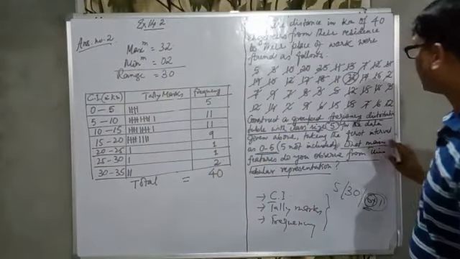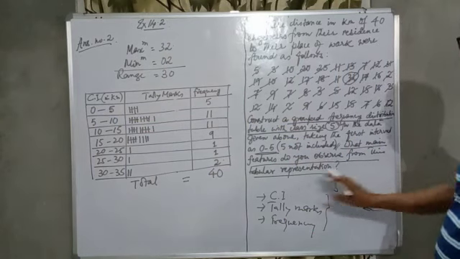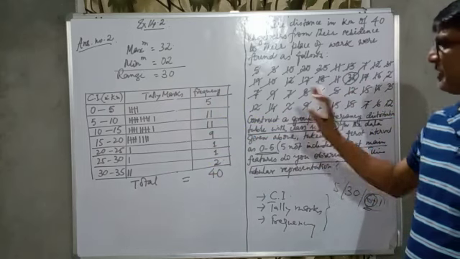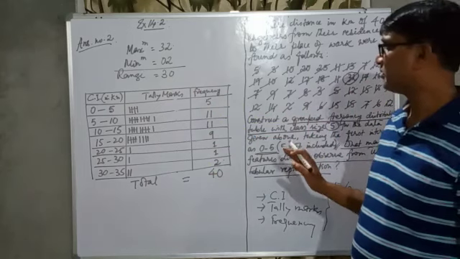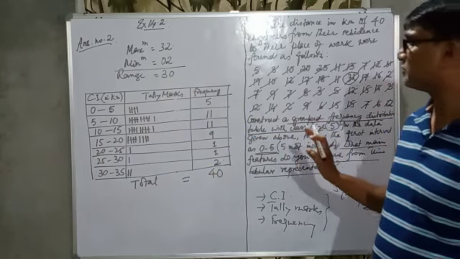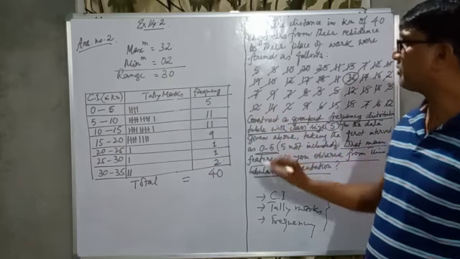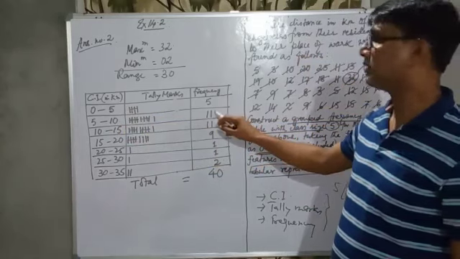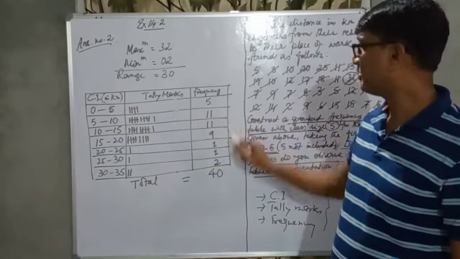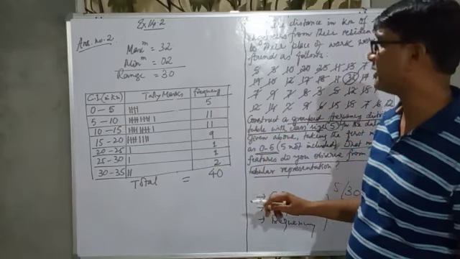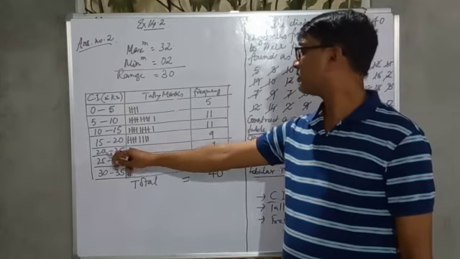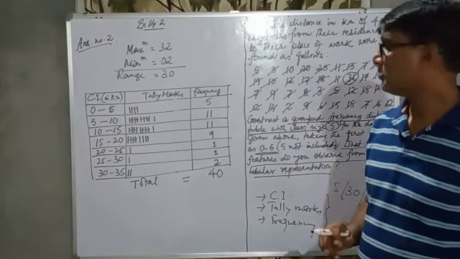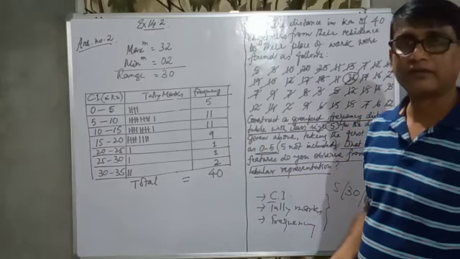The second part is, what are the main features you observe from this tabular representation? From here, two things you can observe. What are the two things? Maximum number of engineers lies in the intervals 5 to 10 and 10 to 15. 11 engineers are there. And minimum number of engineers lies in the intervals 20 to 25 and 25 to 30. Clear? So those features we can write from there.